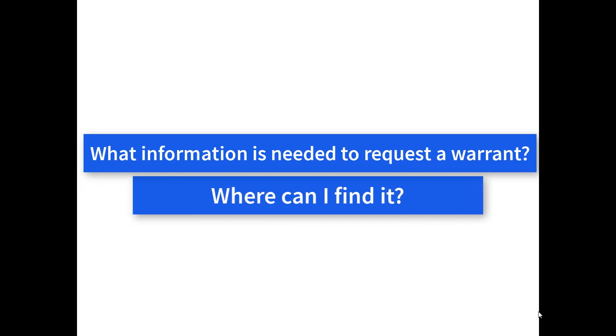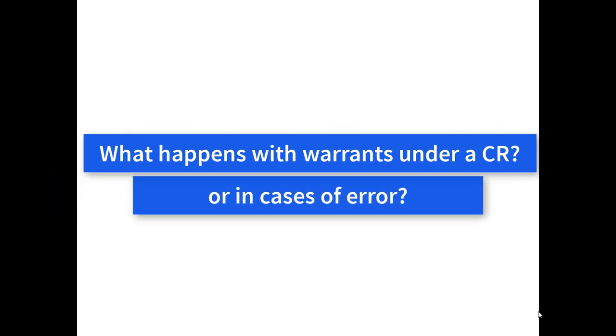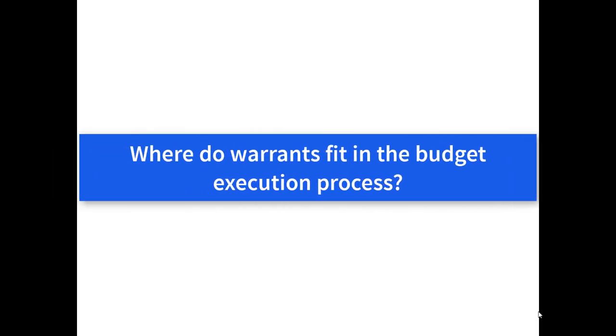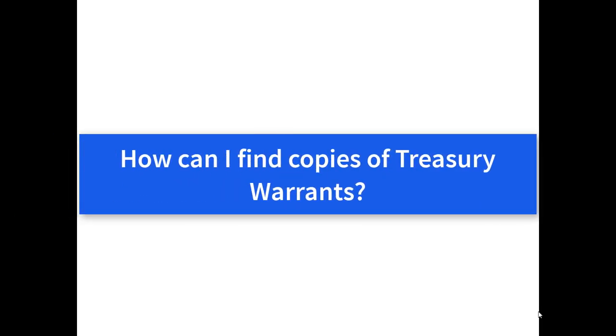What information is needed to request a warrant? And where can I find it? What happens with warrants under a continuing resolution or in cases of error? Where do warrants fit in the budget execution process? And how can I find copies of Treasury warrants?